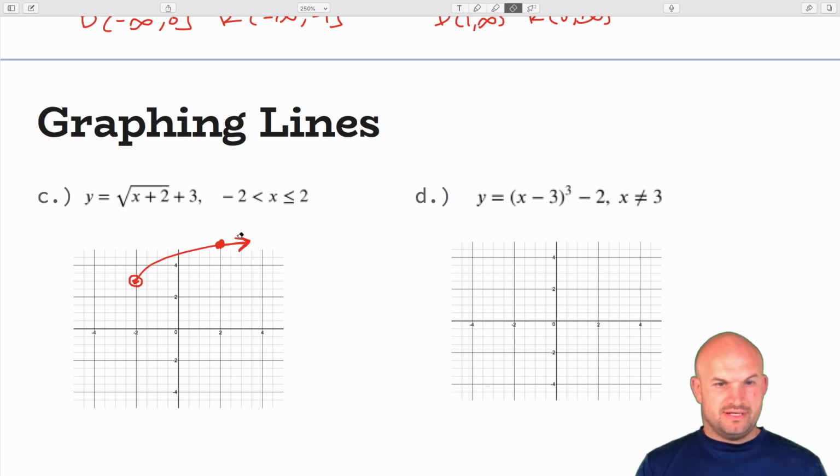I'm an idiot. I only want between negative 2 and 2.